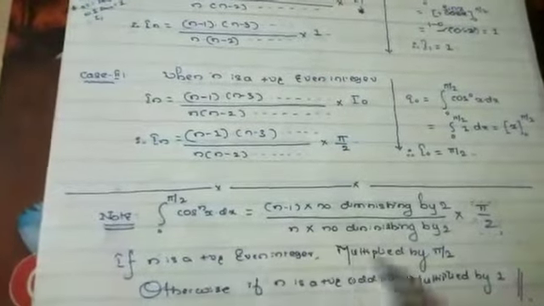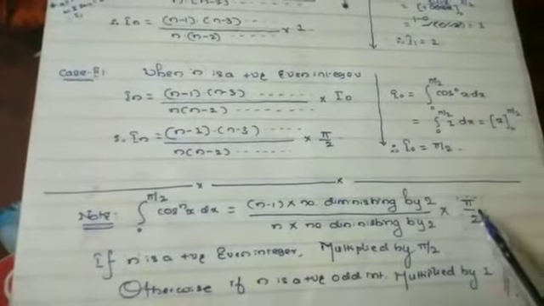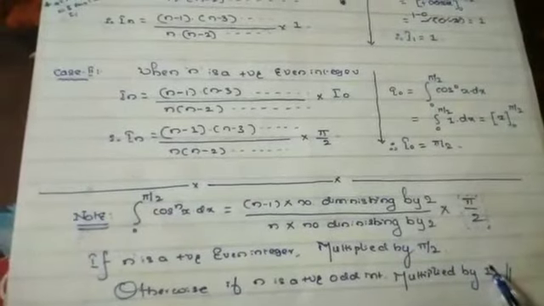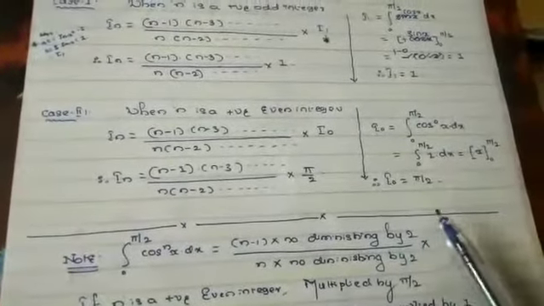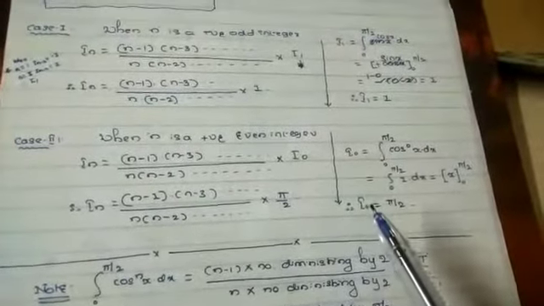These two theorems are important, and the formula is also the same. So there is no change. If it is an even number, then only you have to multiply it by pi by 2. Otherwise you have to multiply it by 1. So for both sin and cos, in examples and theorem, both follow the same procedure.